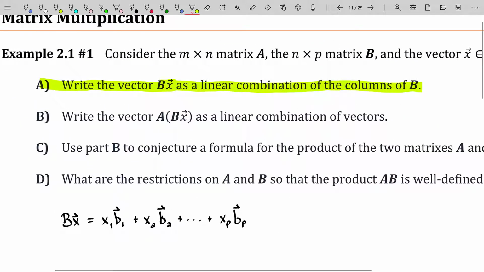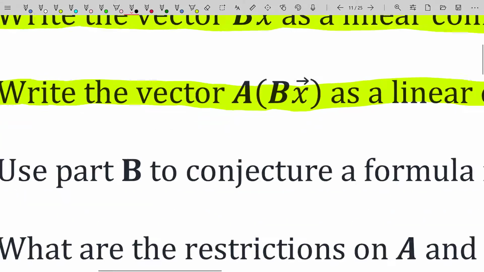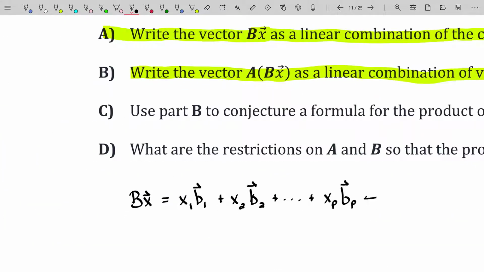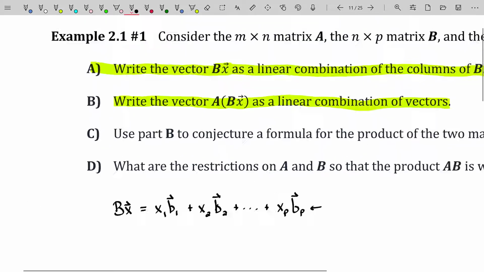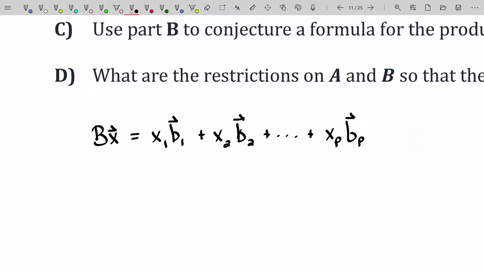Now we're going to go ahead and write the vector A times Bx as a linear combination of vectors. Now notice I didn't say linear combination of vectors in some type of matrix or whatever, because I want us to actually naturally explore this. Now you may think we're about to do a matrix multiplication because it looks like we will, but actually we're not. Remember, Bx, this guy right here, is just a vector. You're summing up x sub 1 times the vector b1 plus x sub 2 times the vector b2, and so on and so forth, all the way to x sub p times the vector b sub p. However, I'm going to leave it just as a summation of vectors for a very special reason.